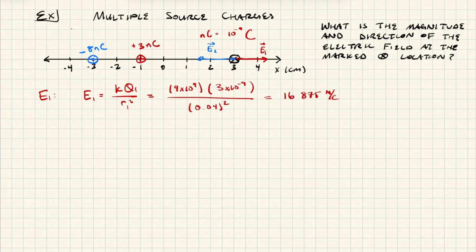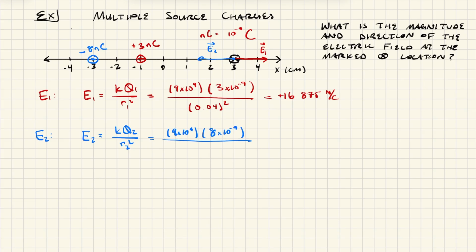And I'll write even a little plus sign to remind ourselves that it's pointing to the right, okay? We can also apply Coulomb's law to the second charge, so we can think about computing E2. And we know E2 is going to be k Q2 over R2 squared. And so if I identically plug in the numbers here, I'm going to get 9 times 10 to the 9th for Coulomb's constant. I'm going to have a charge of 8 times 10 to the minus 9 coulombs.